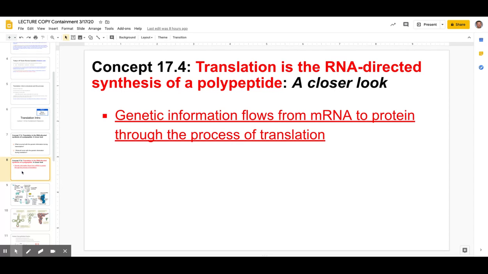A polypeptide chain is not the same thing as a protein. A functional protein is not just a polypeptide chain, but typically multiple polypeptide chains that have been precisely twisted, folded, coiled, and otherwise manipulated into a molecule that has a unique shape. And that shape determines how the protein works.